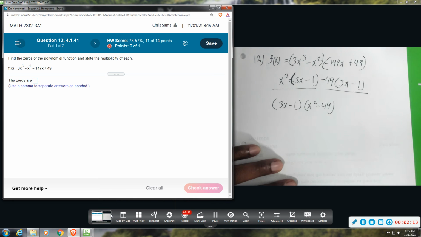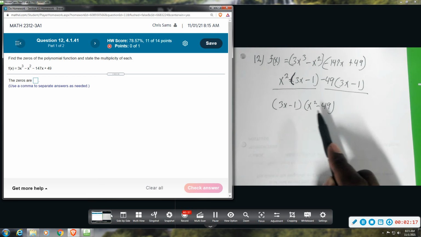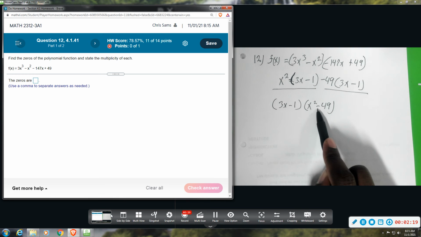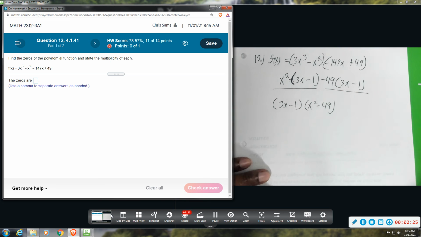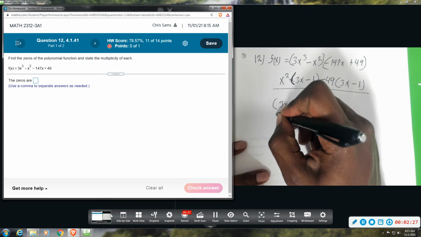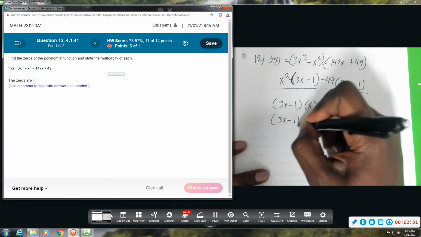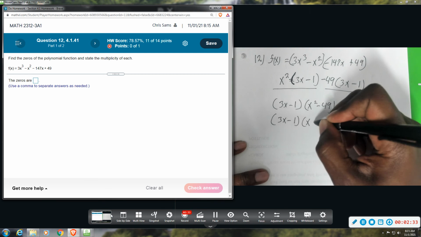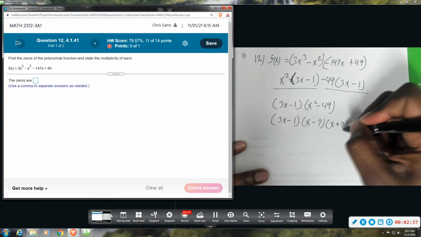Now at this point, you might notice we can solve it from here, but you could also factor this as well. This is a difference of squares that pops up here. So we're going to continue. We're going to factor this using the difference of squares formula. So that would be 3x minus 1, and then we have x minus 7, and then x plus 7.